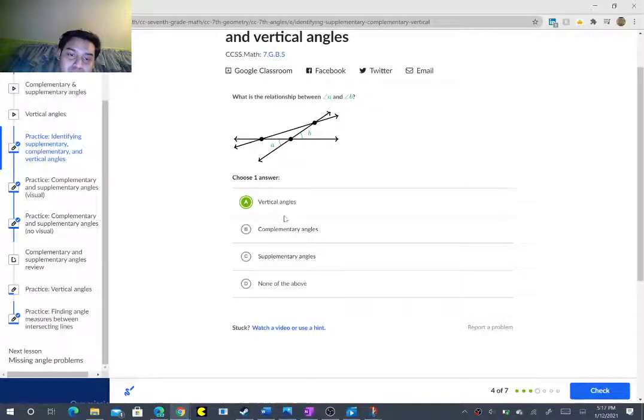So, yeah, so this would be vertical angles.